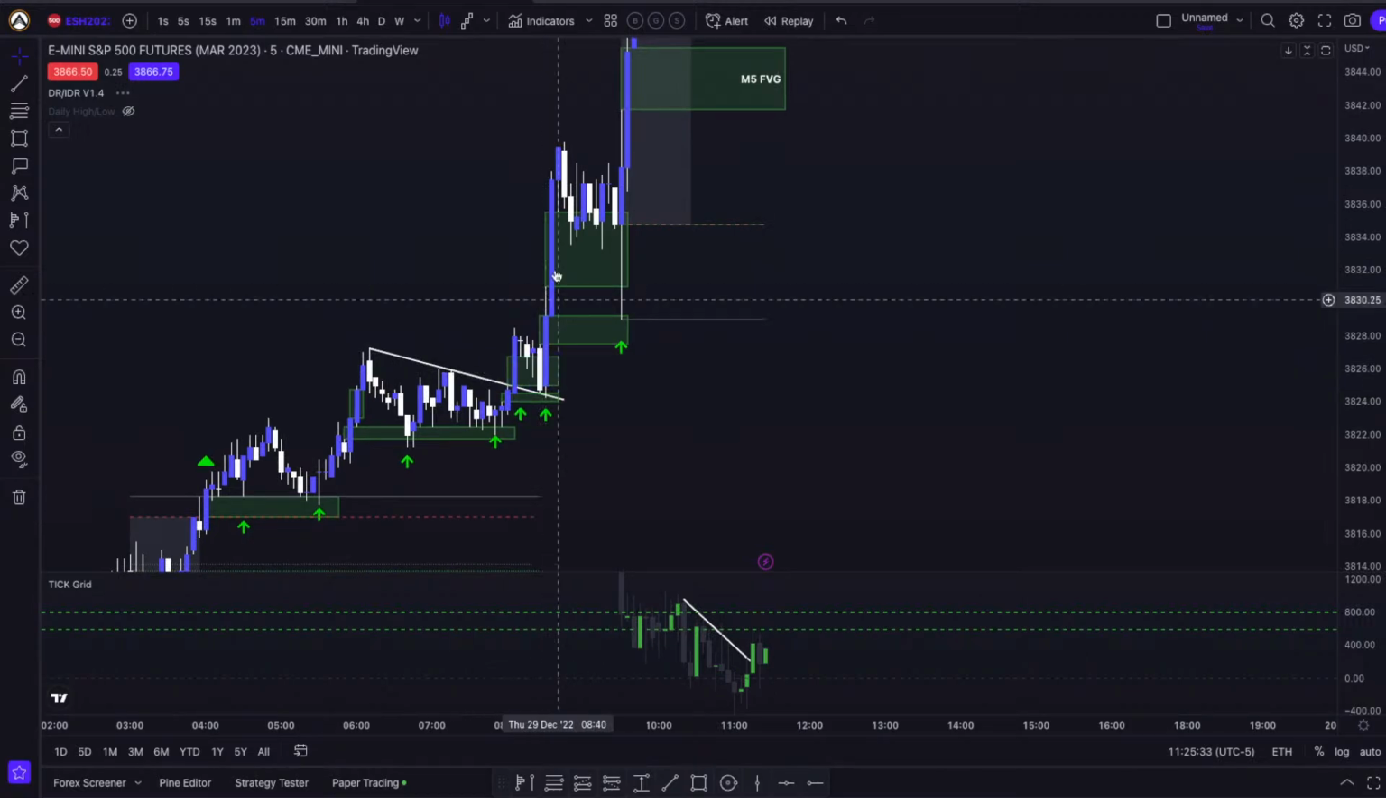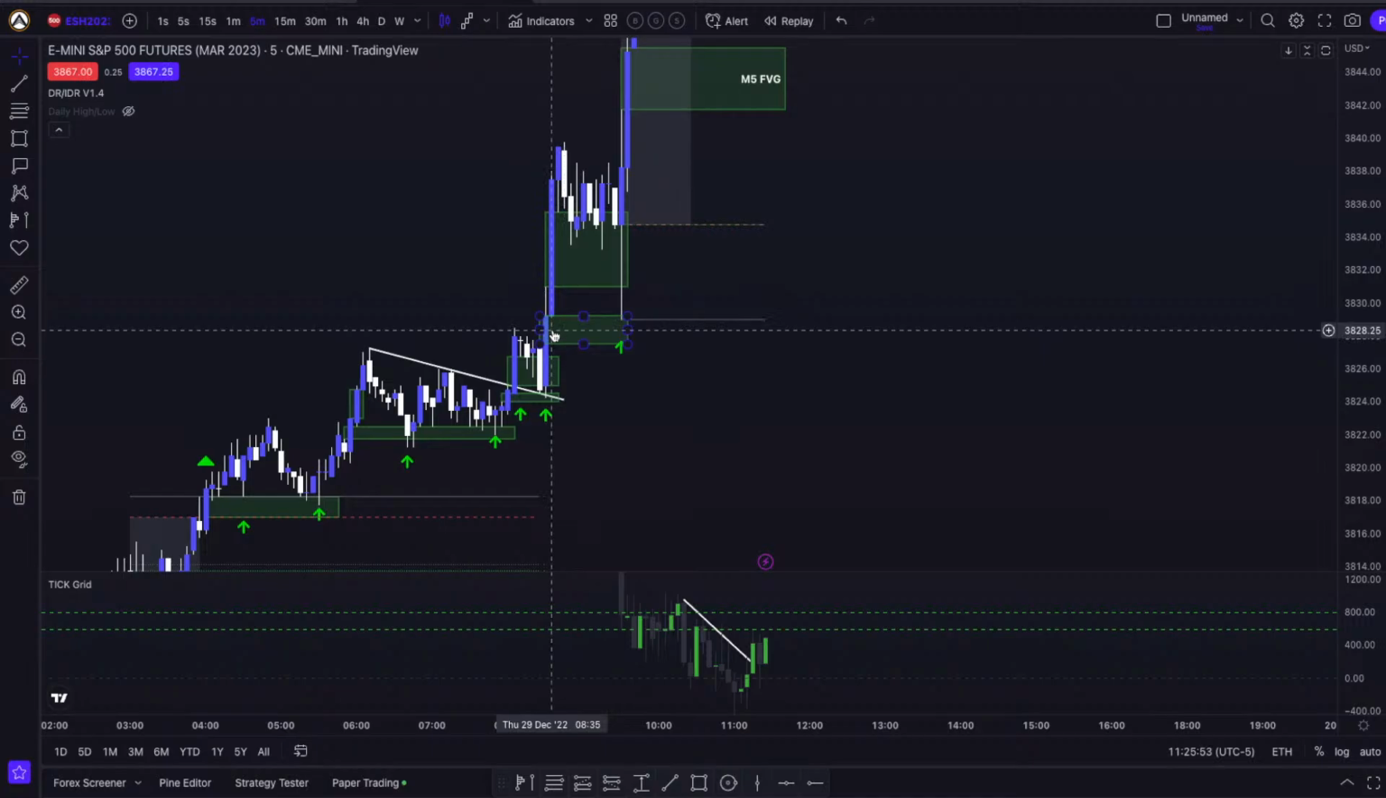We had our massive break, 5-10 minutes right here, 8:35, and went sideways basically for the next hour or 45 minutes. Right at 9:30 New York stock market opening, we pulled back in and mitigated this fair value gap.